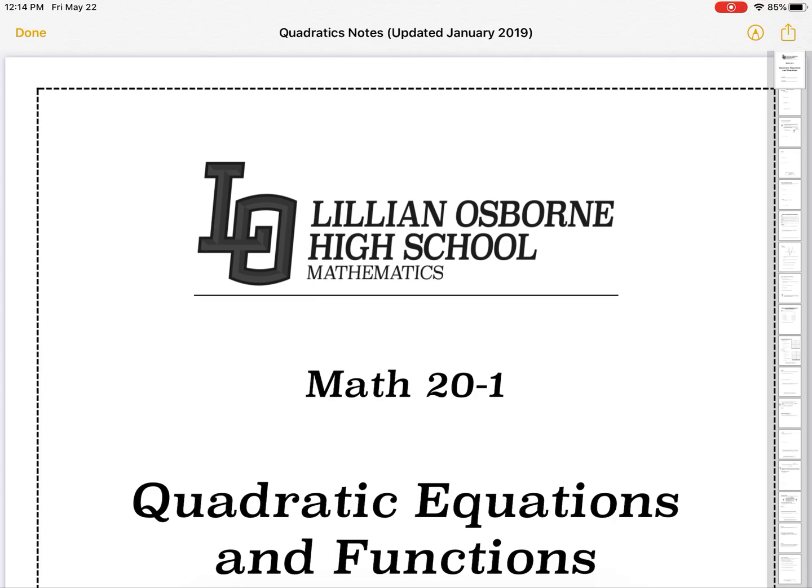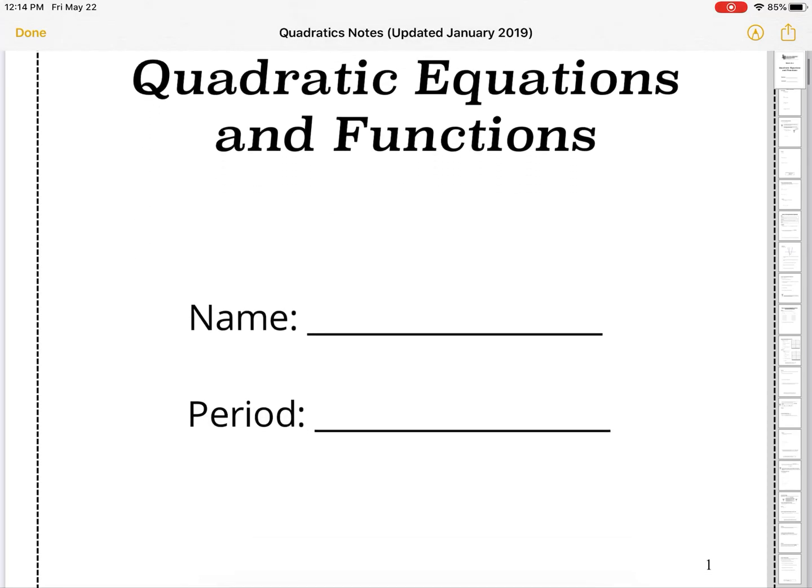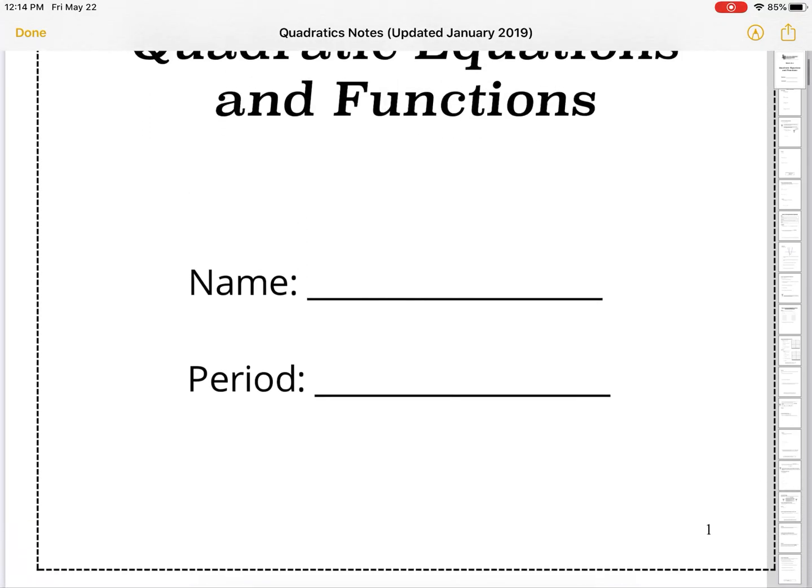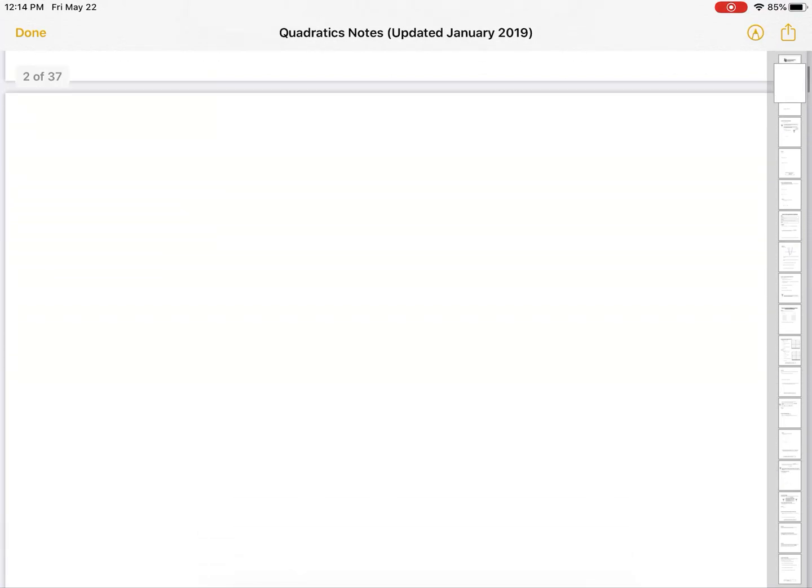So, Math 20-1, quadratic equations and functions. We're looking at lesson 1, which is factoring. So, just so you know, I'm Finley, and these are my notes. All right.